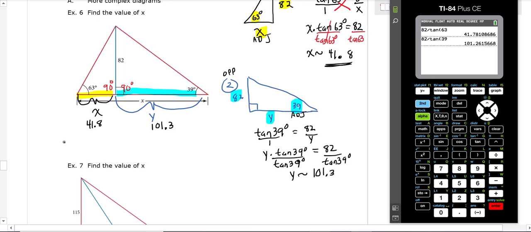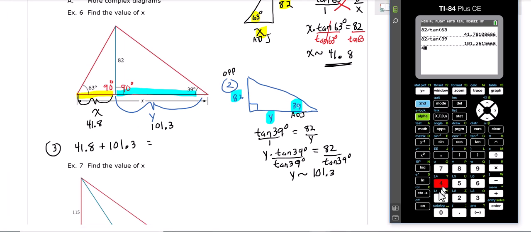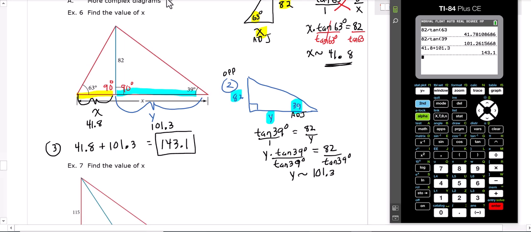Okay, so how do you find what, I probably could have used a different variable on that, but I'm looking at the total side, so step 3, we just do 41.8 plus 101.3 to get that total big side that you're asked for. So I'll take that on my calculator, 41.8 added to 101.3, and then that'll give me the answer. Okay, so the final answer is 143.1 units.